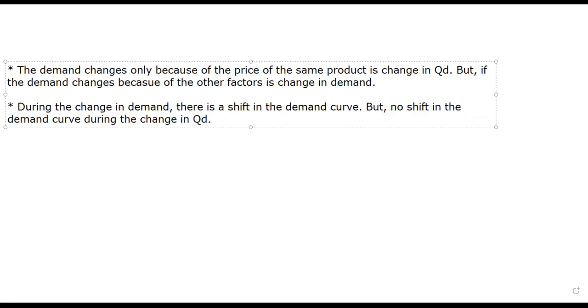See, this is the summary. If the demand changes only because of the price of the same product, it is a change in QD. But if the demand changes because of other factors, it is a change in demand. During the change in demand, there is a shift in the demand curve, but no shift in the demand curve during the change in QD. Okay.